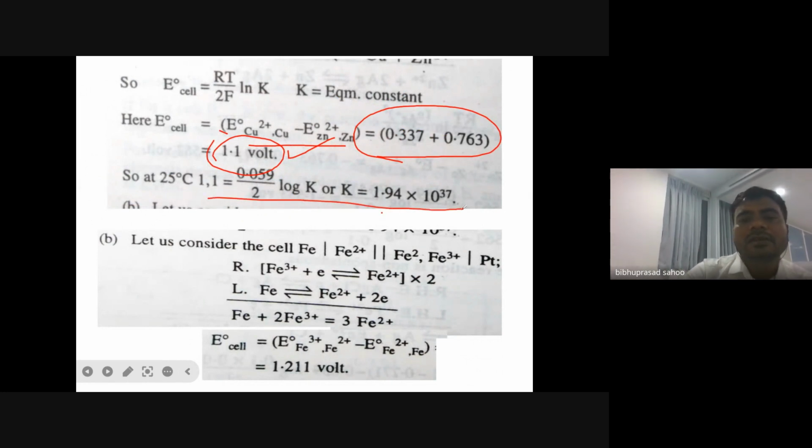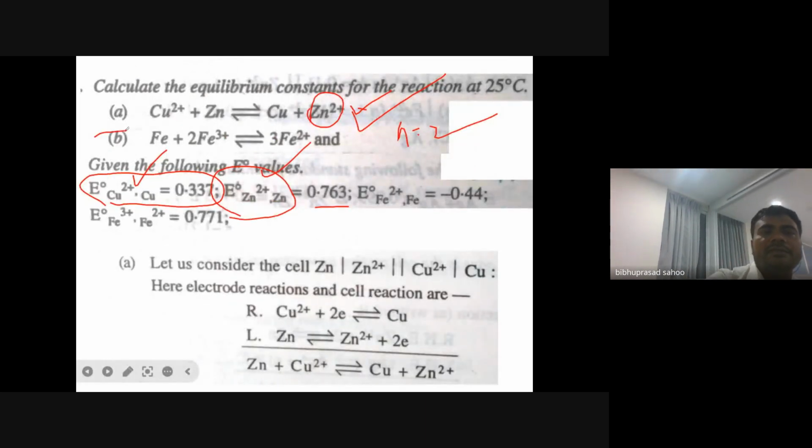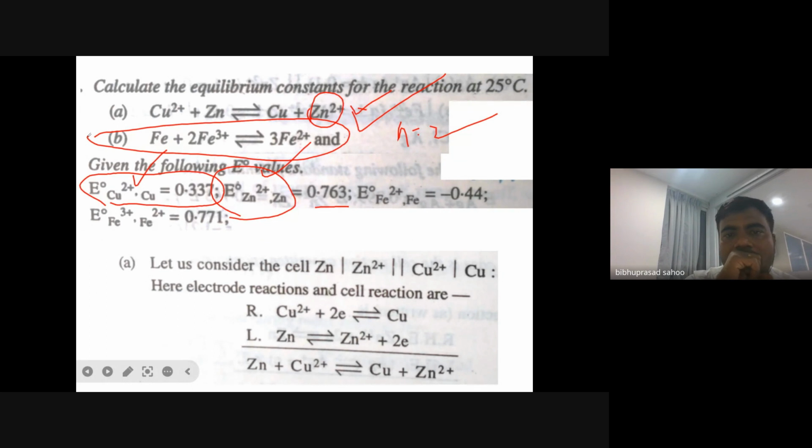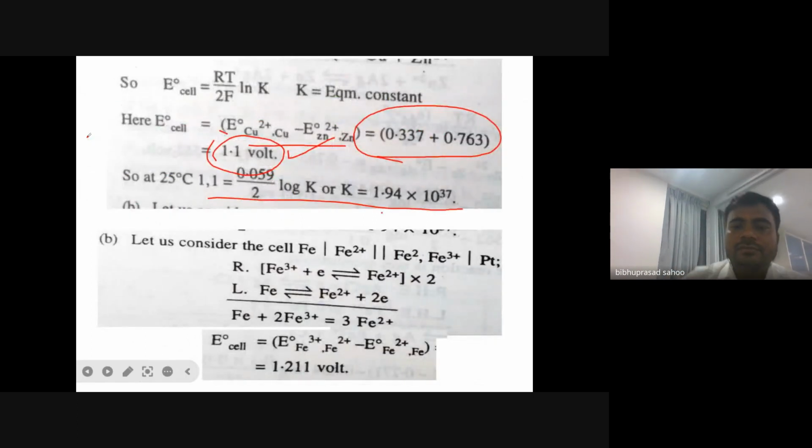See here, this is the first one, and in the second one, what is the number of electrons involved? Fe3 plus, 3 plus 2, 2. Here also 2, I think so. Why so? The number of electrons is 2. See here. Got it?